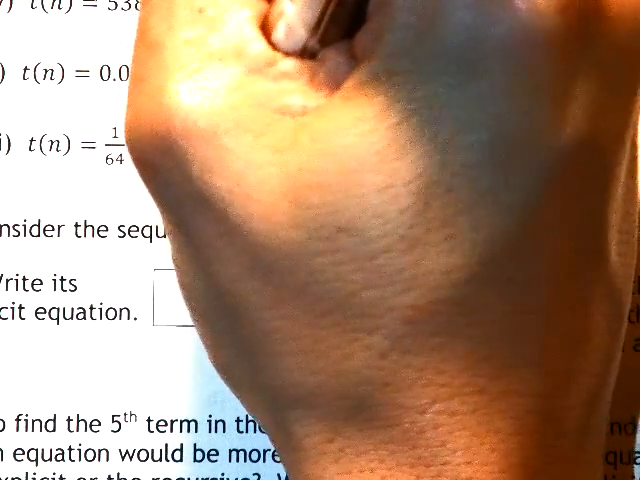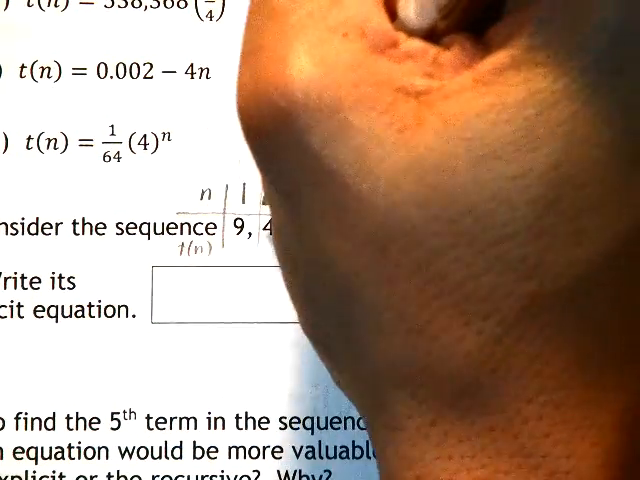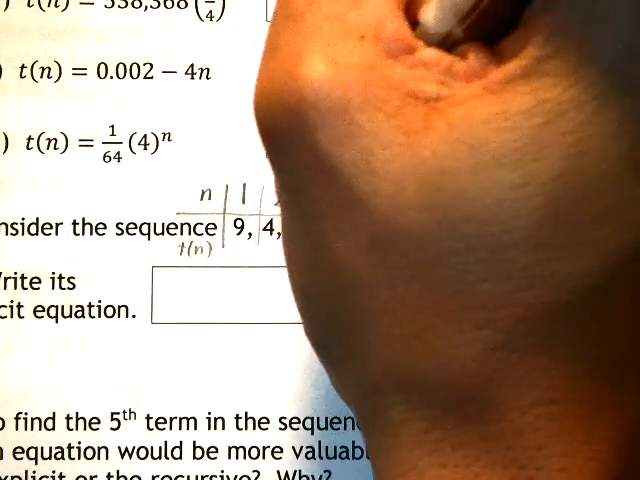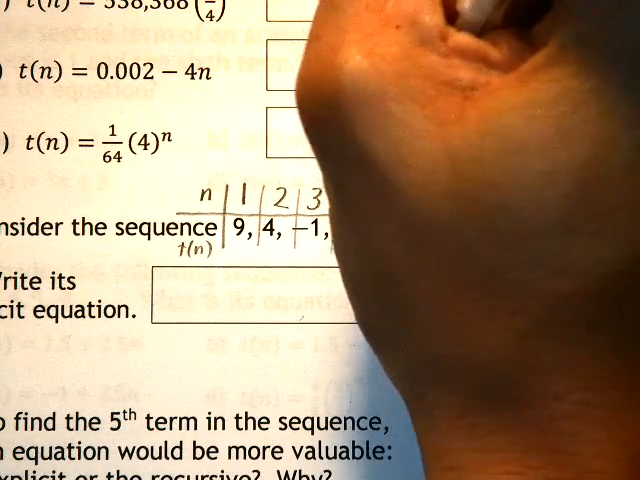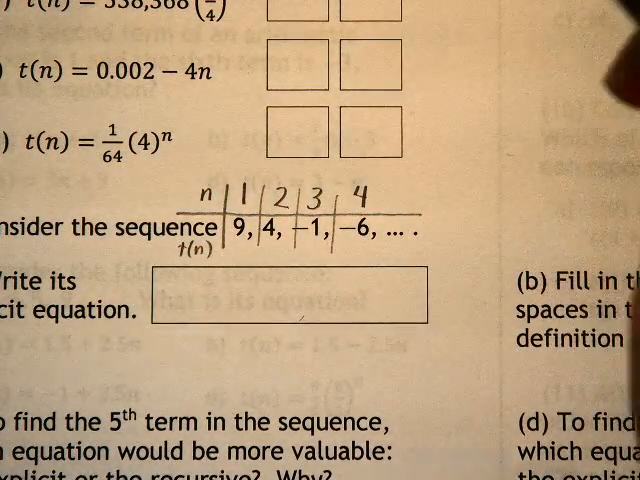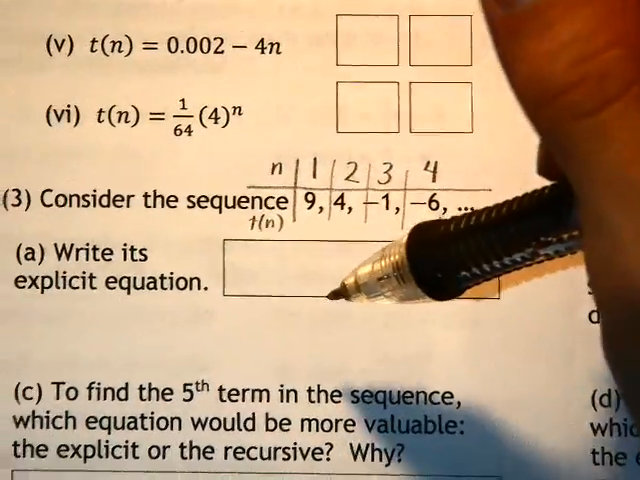If you don't want to, that's fine, that's totally up to you, but I always like to think of my n and t of n so I can remind myself of my variables. Then I'll remind myself the first number they give me in a list is the first term. The second number is the second term. The third term would be the -1, and the fourth term would be -6.